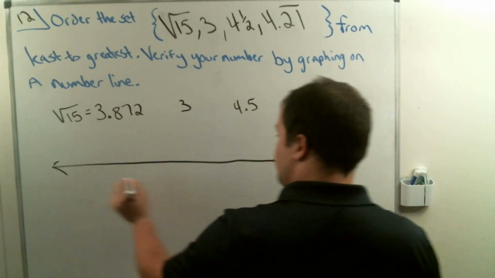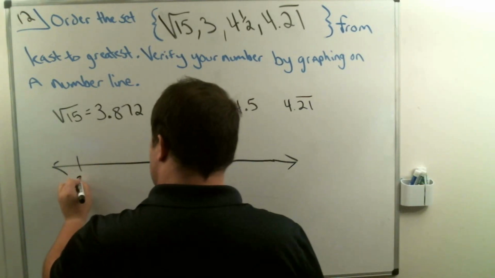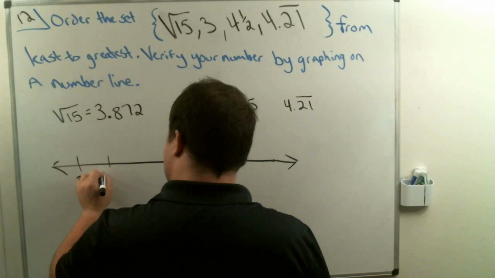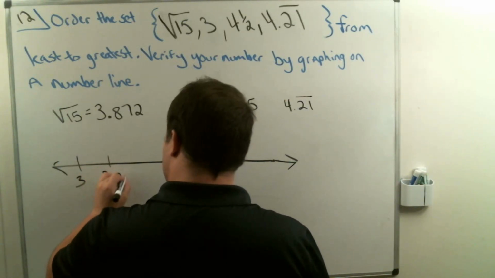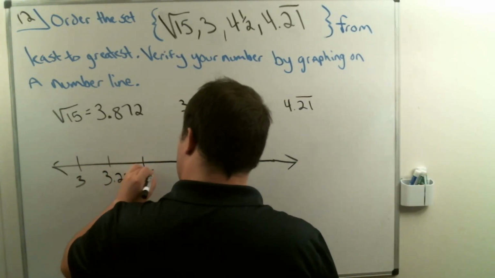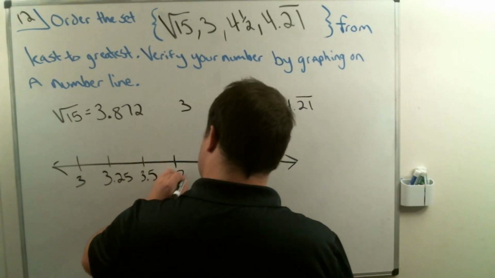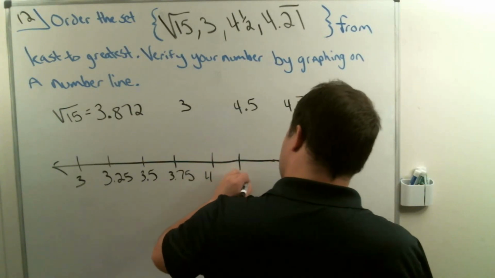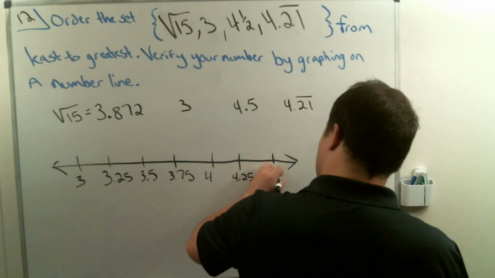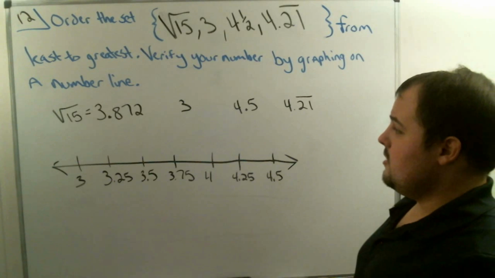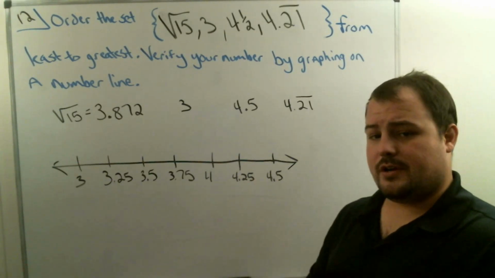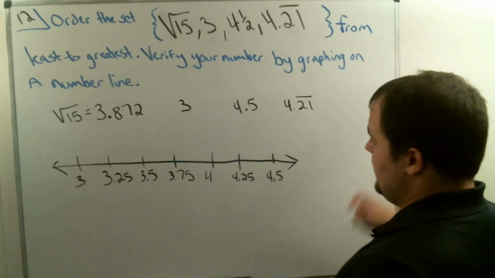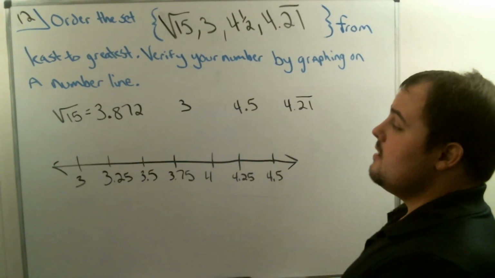So start with the number line. I'm going to start with the number 3. Then I'm going to put 3.25, 3.5, 3.75, 4, 4.25, and 4.5. So I counted by decimals of 0.25 as I made my number line. You can count by whatever you want as long as you put them in the correct places.